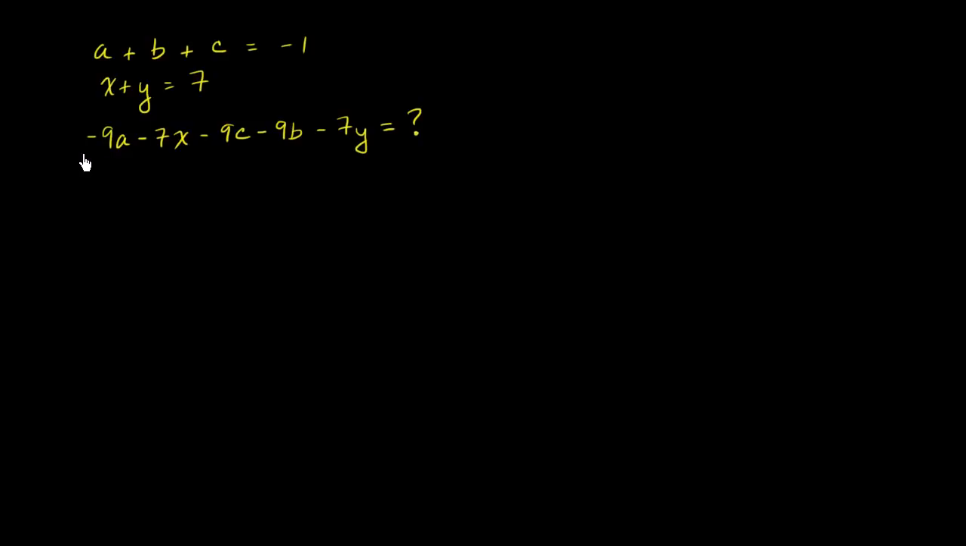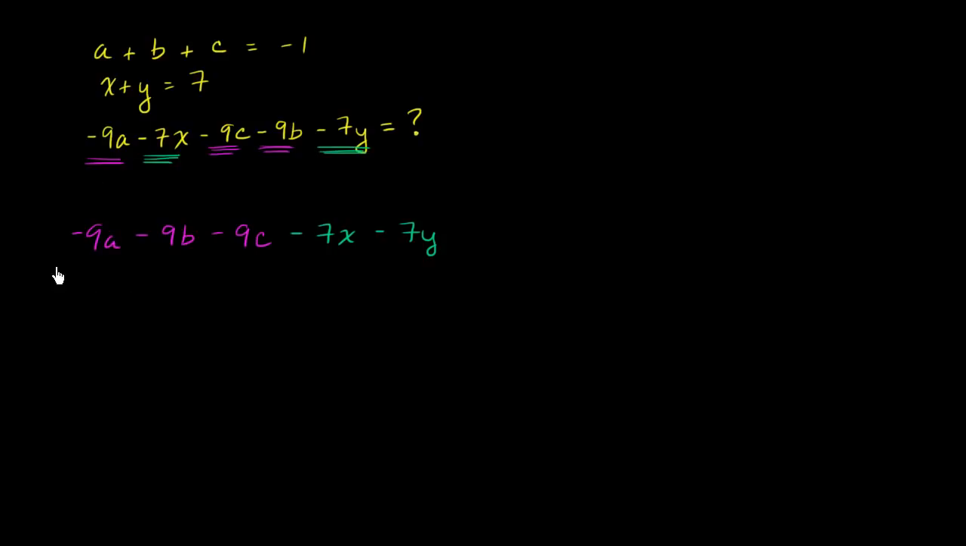So let's focus first on the a's, b's, and c's. We have -9a, -9b, going in alphabetical order, and we have -9c. And then let's work on the x's and the y's. We have -7x, and then we have -7y. So all I have done is rearranged this expression here. But this makes it a little bit clearer what's going on.